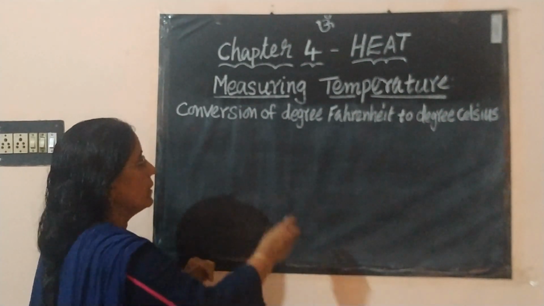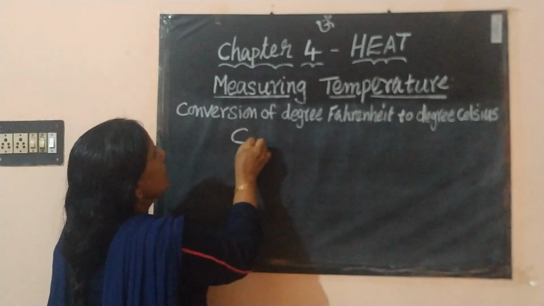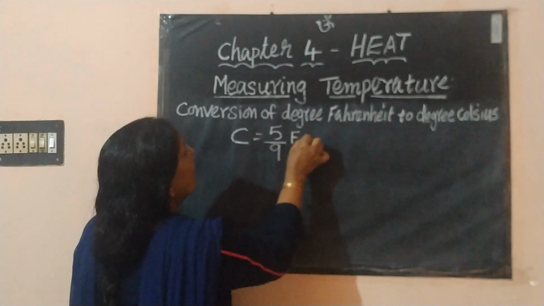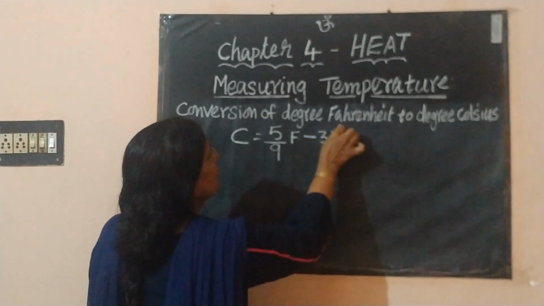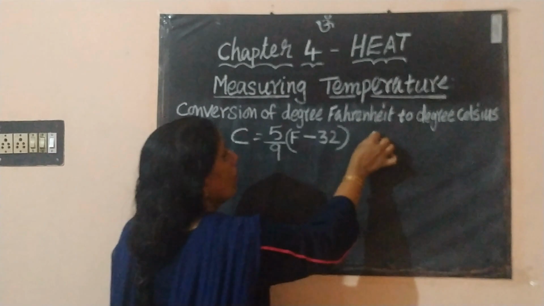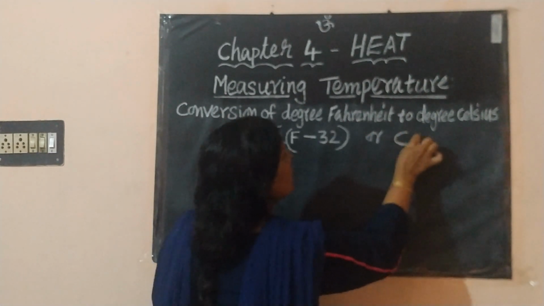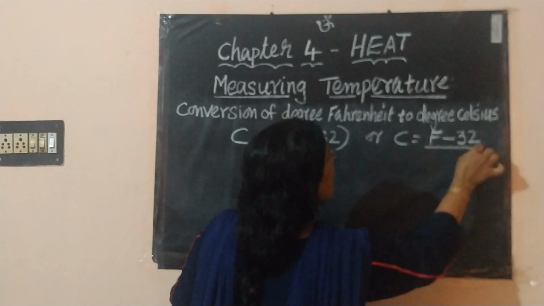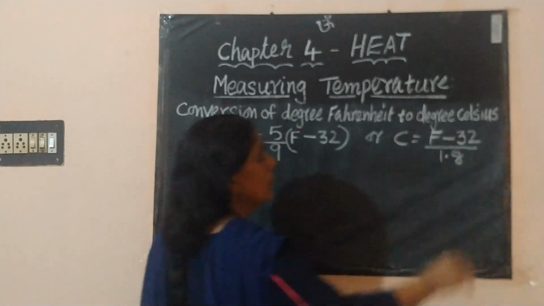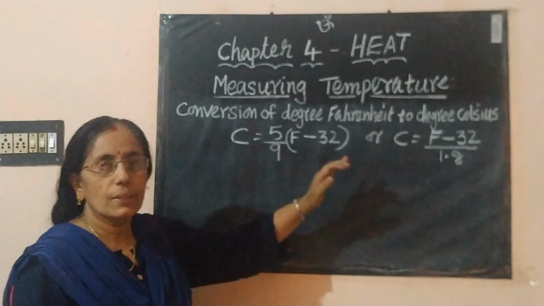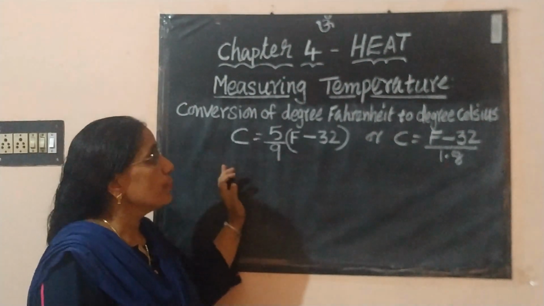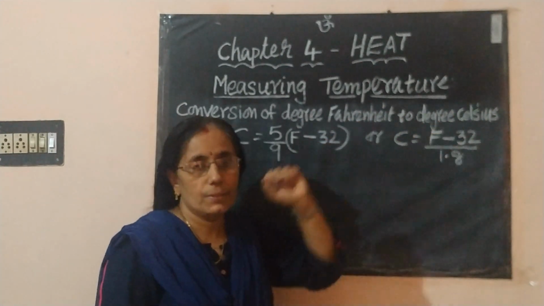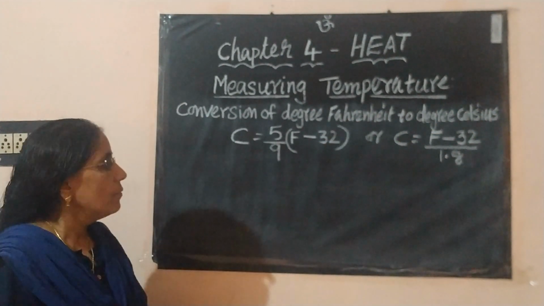The formula for this is C is equal to 5 by 9 (F minus 32), or C is equal to (F minus 32) upon 1.8. So these are the two general formulas used for converting Fahrenheit into Celsius. Let us solve one example.